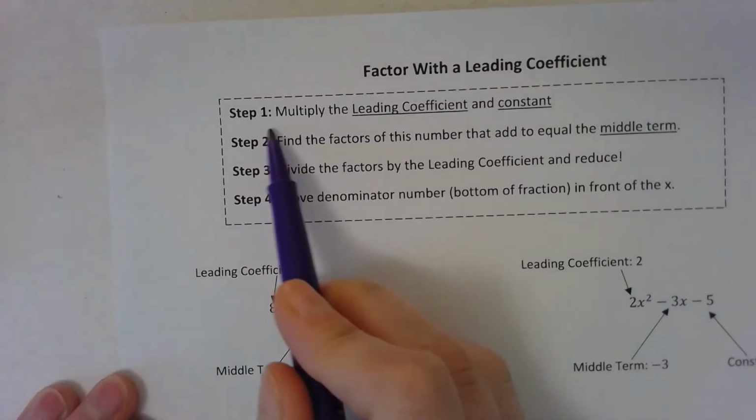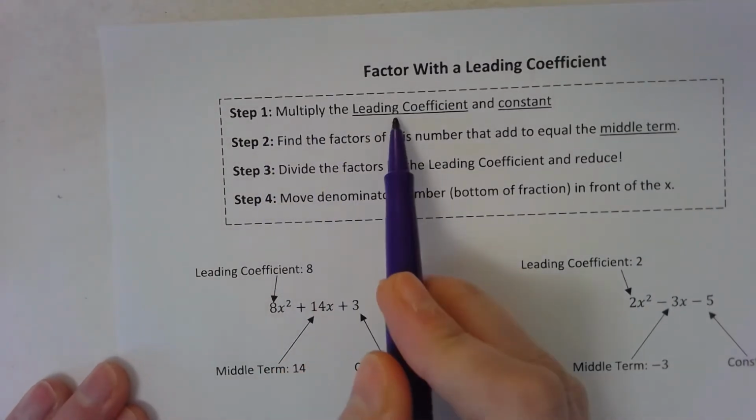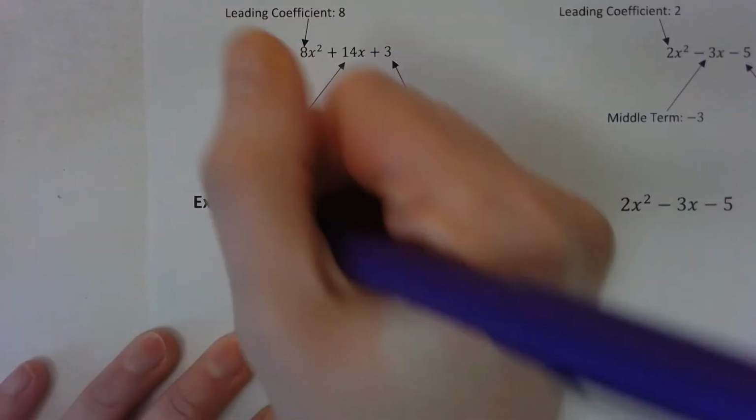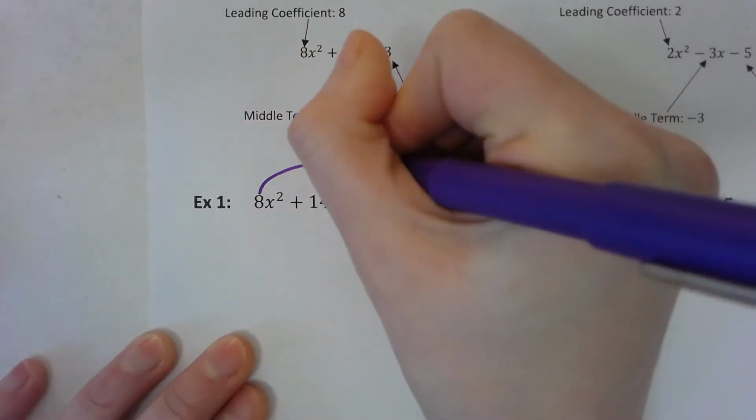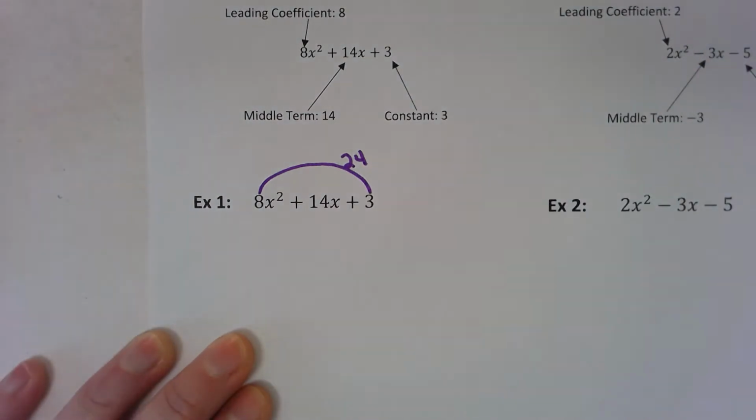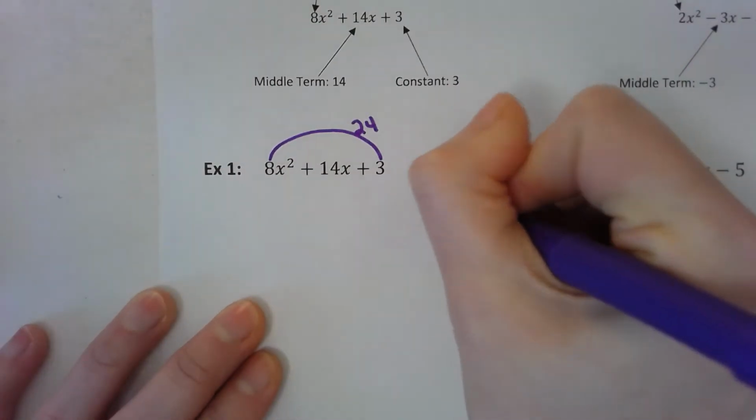Now, if you look at step 1, it says to multiply the leading coefficient and the constant. So I'm going to multiply those two numbers together, which gives me 24. So I need to find the factors of 24.